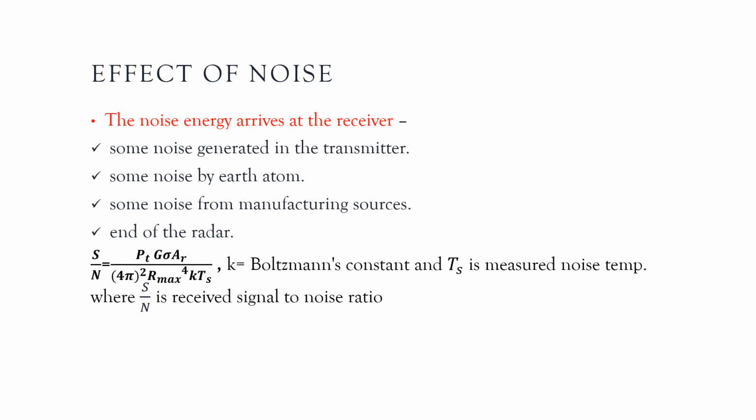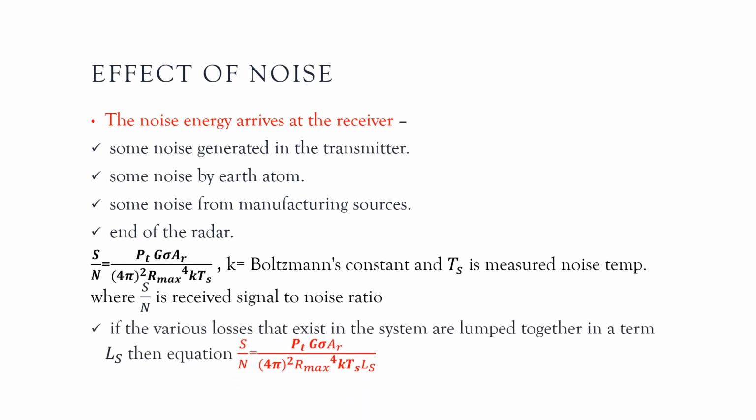If the various losses that exist in the system are lumped together in a term L_s, then the equation will be S/N only, with L_s in the denominator. That is because the range decreases, so R_max and L_s are reciprocal. Various types of losses exist; L_s can be high or low, but we take it here as L_s.